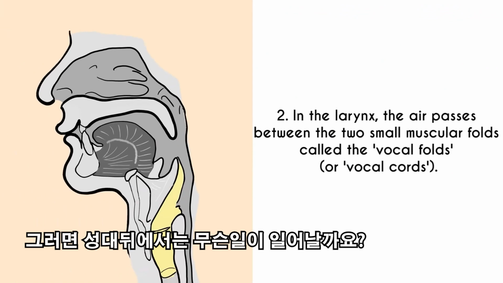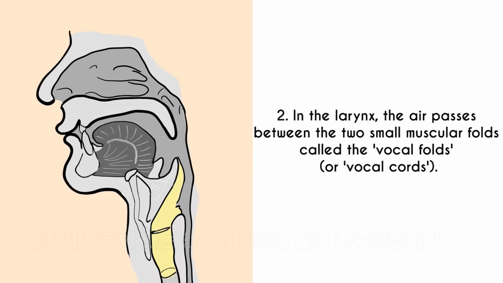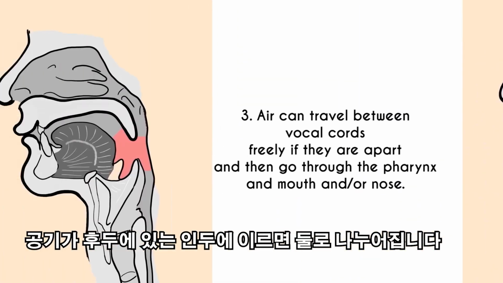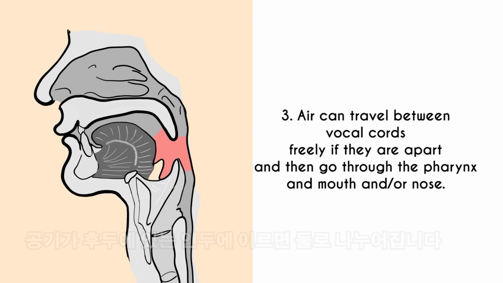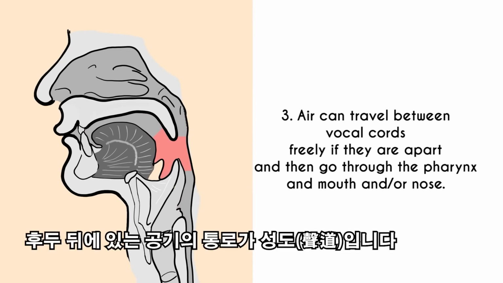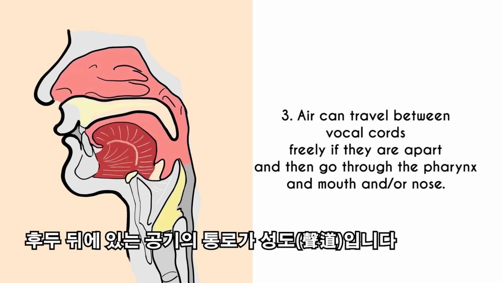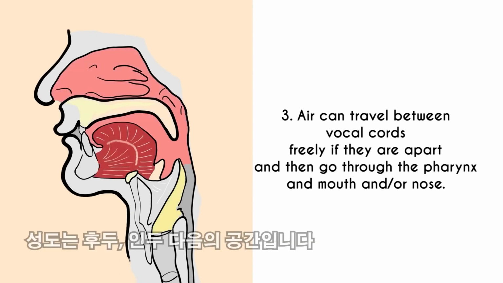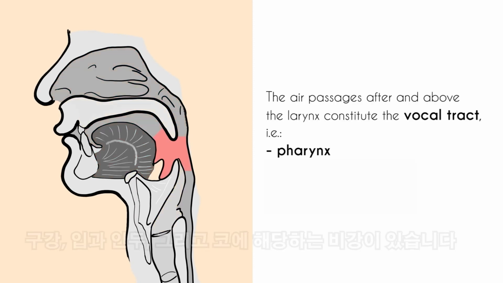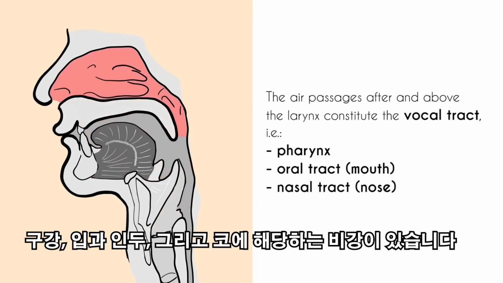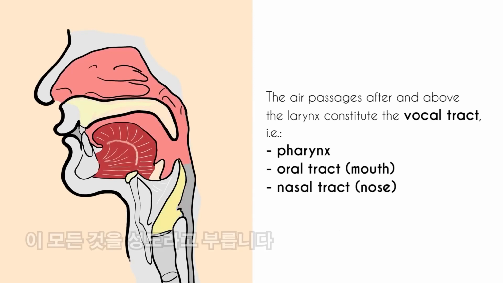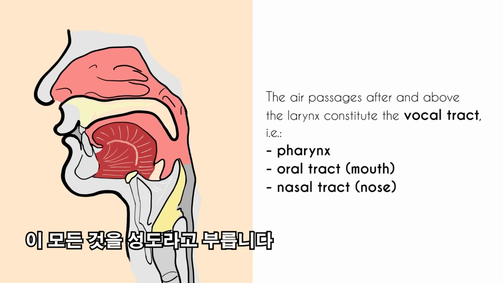So what happens after the vocal folds? After the larynx, the air goes through the pharynx, and then at this point, there's a fork. Now, air passages after and above the larynx are the vocal tract. The vocal tract is the space after the larynx. After the pharynx, we have the oral tract, mouth and pharynx, and the nasal tract, which is the nose. So this whole thing is called the vocal tract.